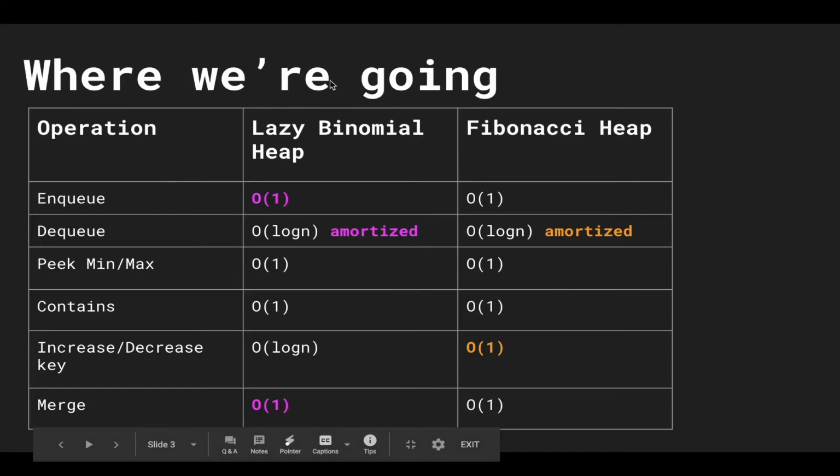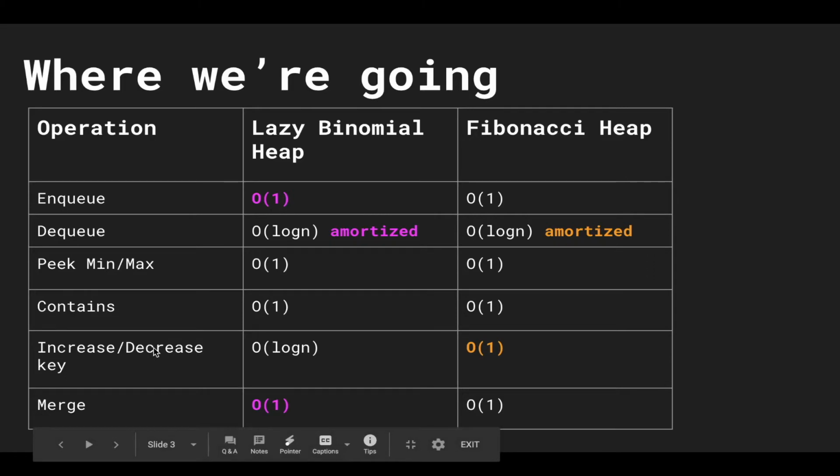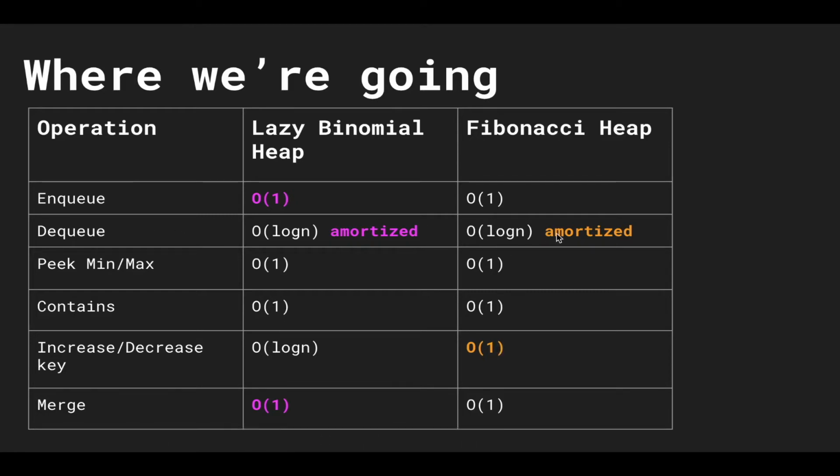We can go one step further and be even more lazy than the lazy binomial heap, and we get the Fibonacci heap. The Fibonacci heap makes the update key, increase/decrease key, lazy, and we're going to go from a logarithmic runtime to a constant time, and we're still going to have the dequeue operation stay logarithmic.